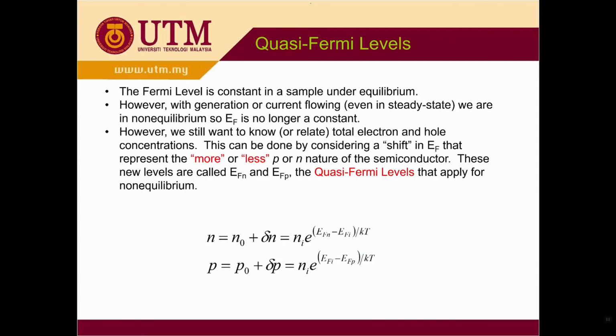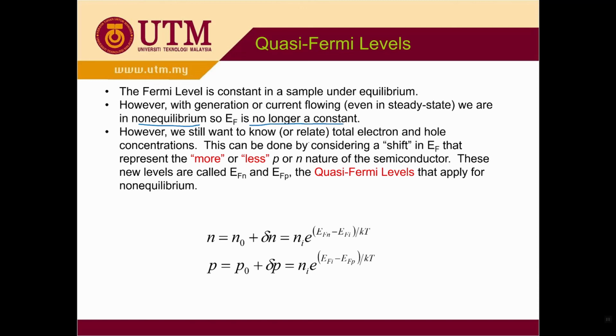Next thing, we're going to look at the term here, the quasi-Fermi level. The Fermi level is constant, as we know, for a sample under equilibrium. But because of generation and recombination current flowing, we are in non-equilibrium right now. Non-equilibrium is the keyword here. So EF is no longer a constant.